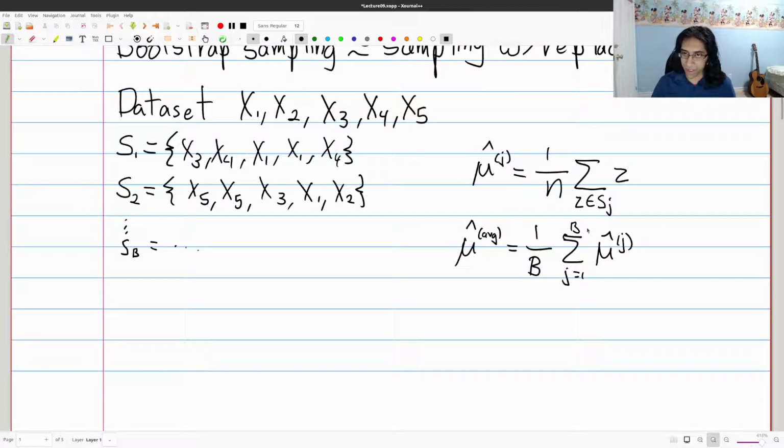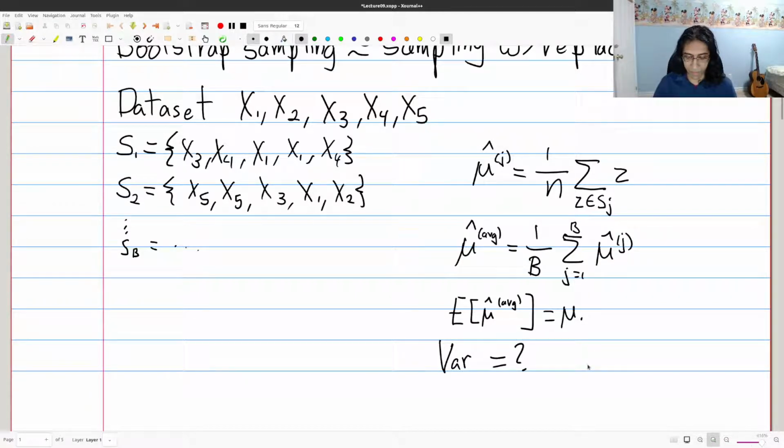Now, the thing is, how can we do the same analysis we did before? How do we analyze this? Well, you can still compute the expectation by linearity of expectations. This is still going to have the same expectation property, that the expectation of mu hat average is going to be equal to mu. But the trickier part is the variance. This is not so easy to compute.